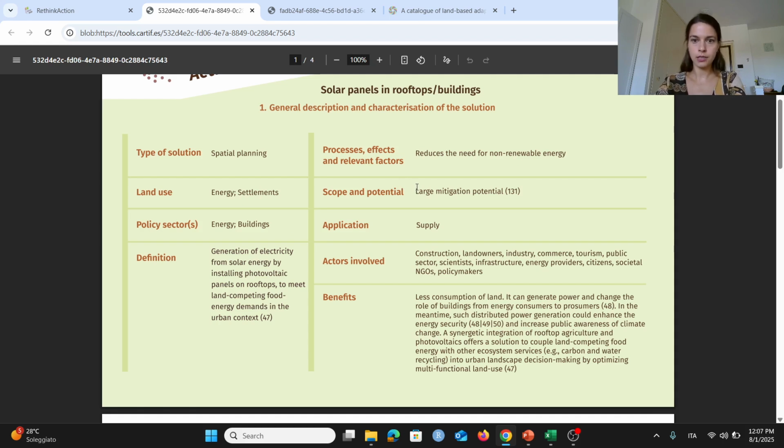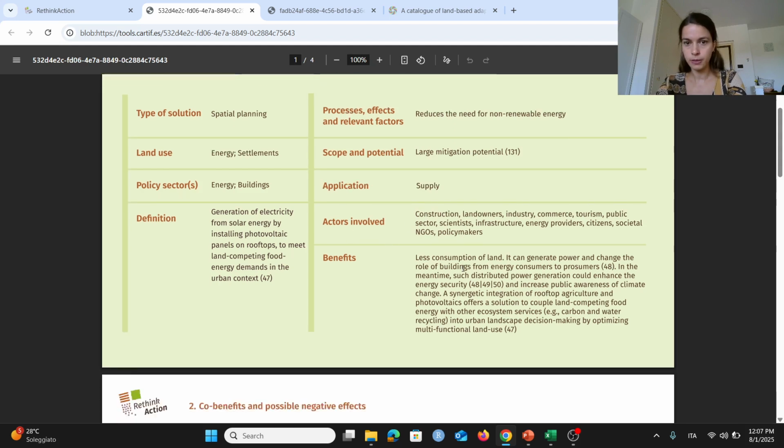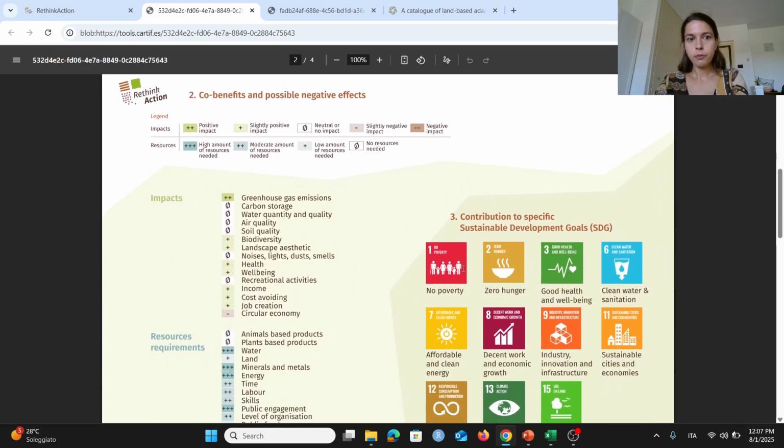Primarily, it has a mitigation scope and it has a large mitigation potential. It is a supply measure in the sense that it deals with the supply of energy and not with the consumption of energy. And then we have a list of actors involved in the implementation of this measure. In the second page, we can see the co-benefits and possible negative effects.